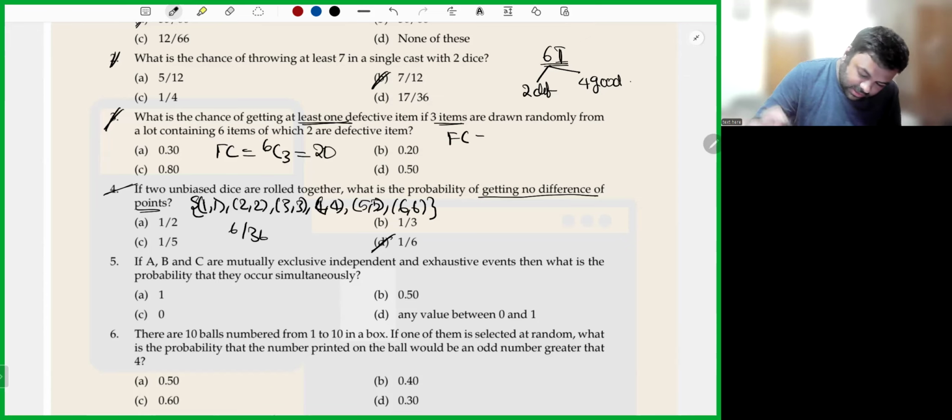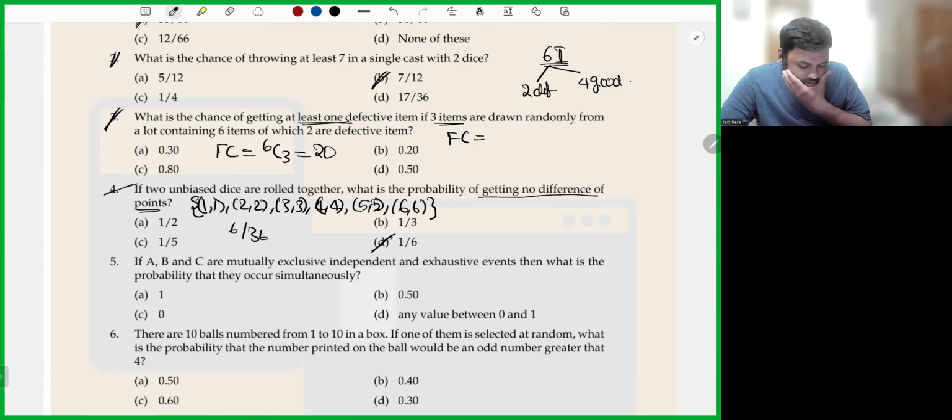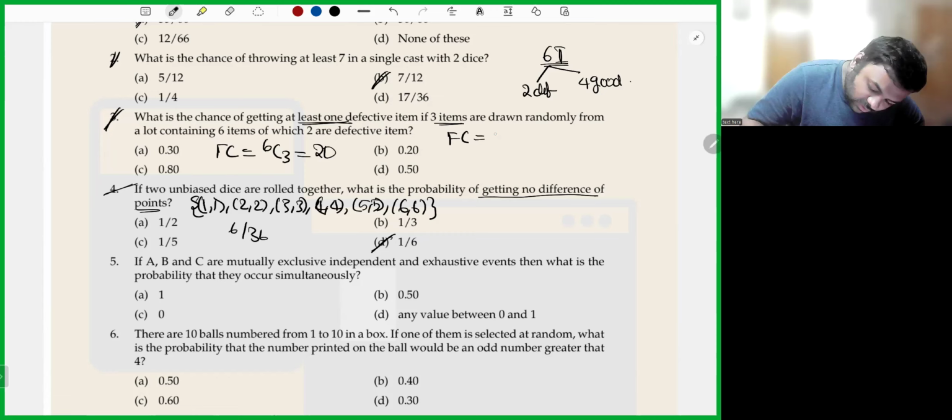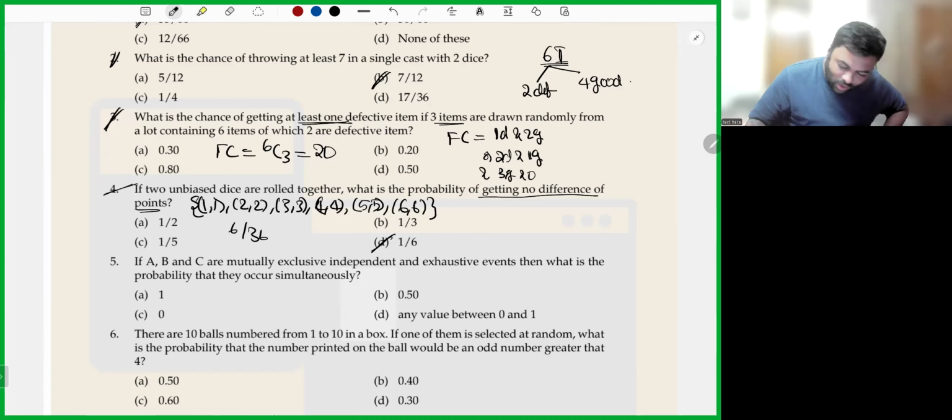Now, favorable cases. He is telling, what is the chance of getting at least 1 defective? 3 items are drawn. At least 1 defective means, my dear friends, can I get 1 defective and 2 good? Yes, sir. Or you can get 2 defective and 1 good. Yes, sir. Or can I get 3 defective and 0 good? Sir, how will you get 3 defective and 0 good when only 2 defective are there? No. 1 defective and 2 good: 2C1 into 4C2. 2 defective and 1 good: 2C2 into 4C1.